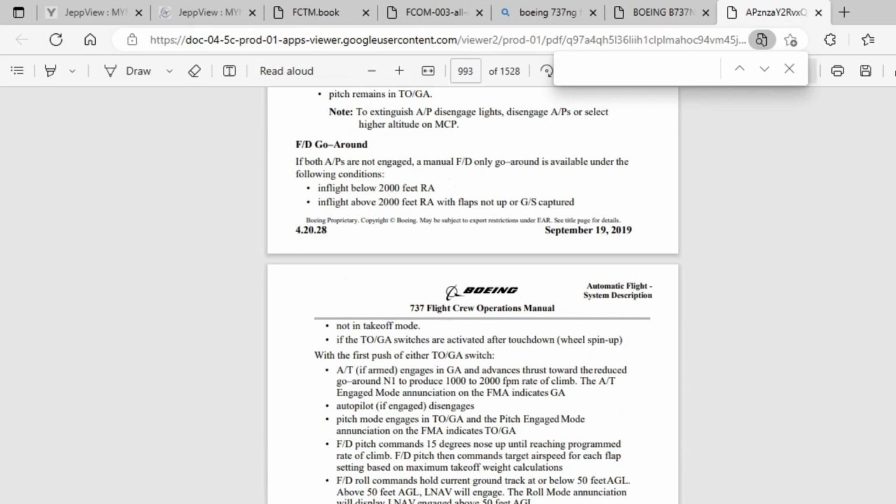So here's a description of what the automation will do for the go-around, right? The go-around that we're talking about today is a manual go-around, a flight director go-around. So if both autopilots are not engaged, a manual flight director only go-around is available under the following conditions: in flight below 2,000 feet, or in flight above 2,000 feet with flaps not up or glide slope captured, not in takeoff mode, or if the TOGA switches are activated after touchdown.